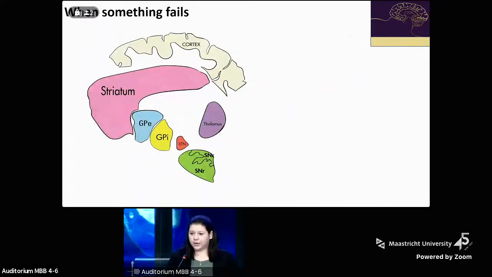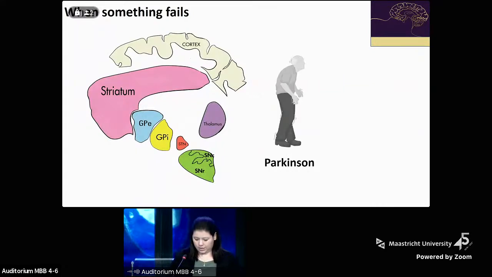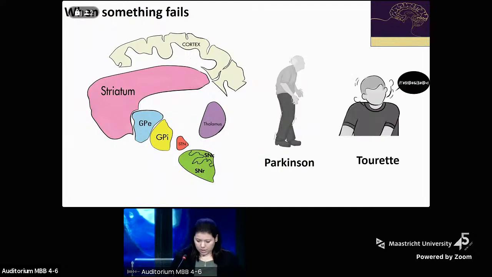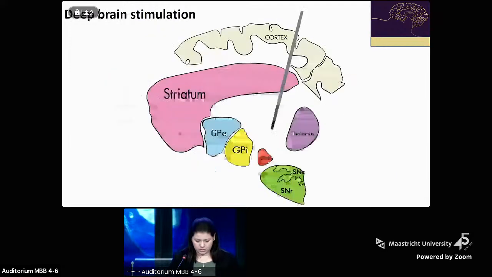So when we have some failures in the basal ganglia, we have symptoms and movement disorders. One of the most common is Parkinson's. We also have Tourette, which is very common in younger patients. These two main groups are going to be the focus of my thesis. So deep brain stimulation is an effective treatment for these movement disorders.